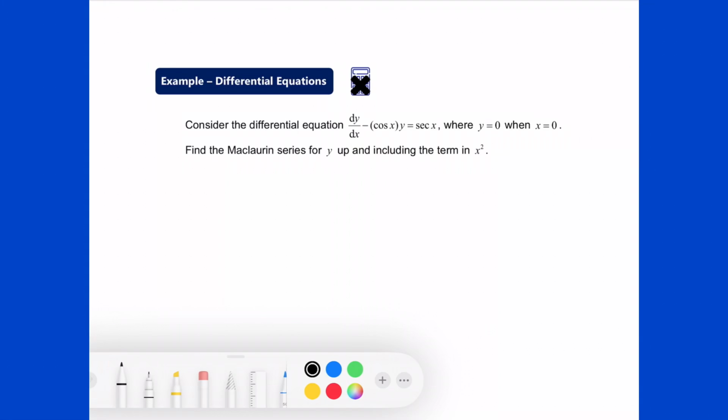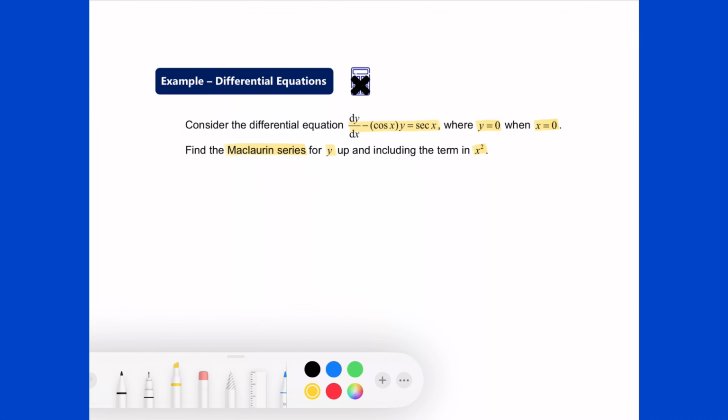For this video, we are going to look at one example of a differential equation, such that we are going to use the approach of Maclaurin series to solve this differential equation. At the beginning, we are given a first order differential equation dy/dx minus cos x times y equals sec x. We are also given that when x equals 0, y is equal to 0 as well. We are going to find the Maclaurin series for y up to and including the term in x squared.